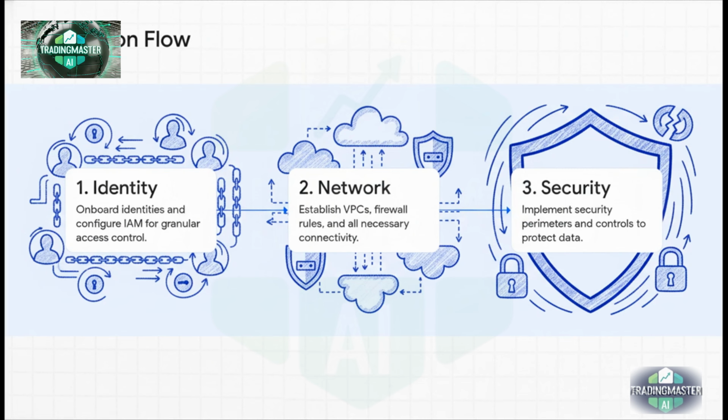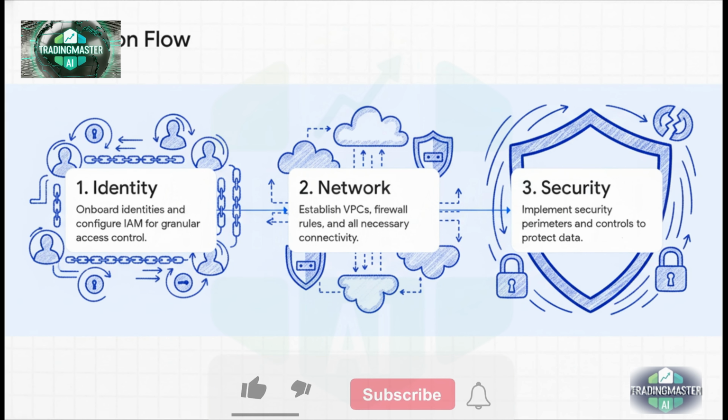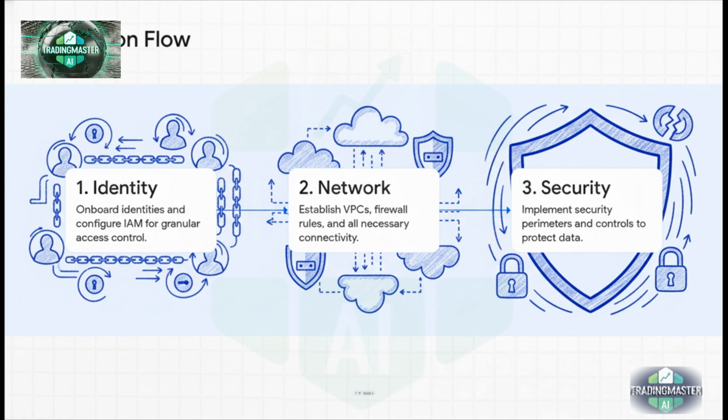Building this foundation follows a really crucial, repeatable flow, and it's designed to make sure security is baked in, not bolted on later. First, you handle identity and access. Who can do what? This is where you set up permissions. Second, you tackle network design. You establish your virtual clouds, your firewall rules, your connectivity. And third, you implement these overarching security controls to create secure perimeters and protect your data. You get this right once, and you can scale securely forever.